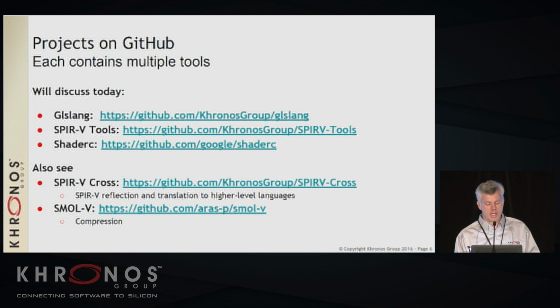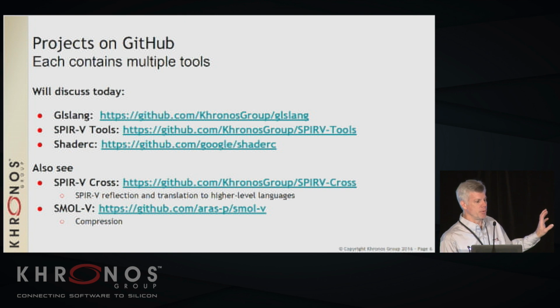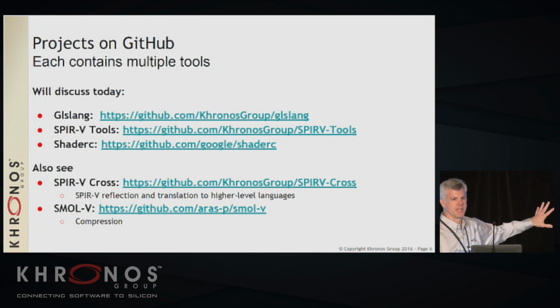So there are a lot of tools out there. Lots of people are experimenting with different high-level languages or different ways of creating SPIR-V or transforming SPIR-V. I'll touch on these 5 repositories today in GitHub. And basically this slide is a reference that you can come back to for the other projects I'll be talking about in the rest of the talk.